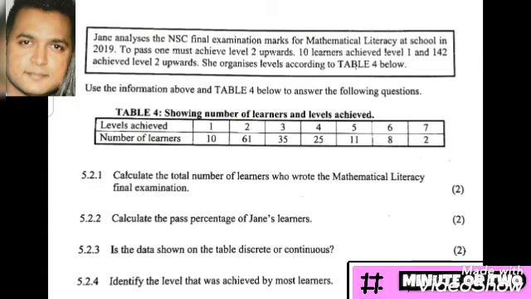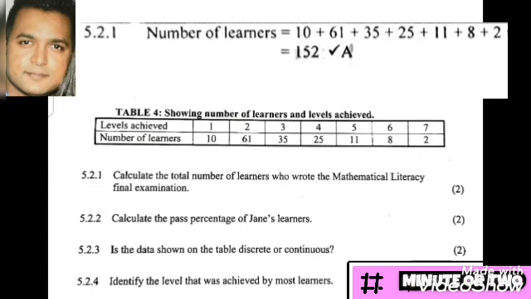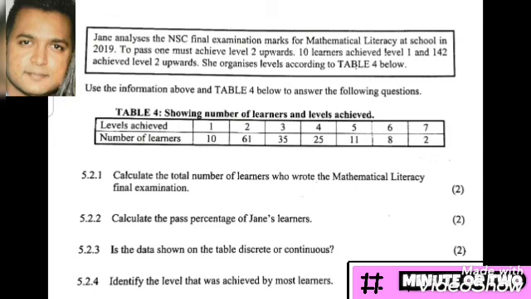In answering this here, there is a table that shows you the different levels and the number of learners. So all we have to do is add up those learners in each level. It will be 10 plus 61 plus 35 plus 25 plus 11 plus 8 and plus 2. And this brings us to our final answer, 152 learners in total.